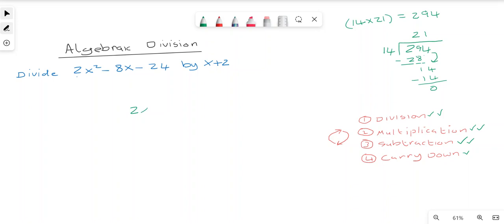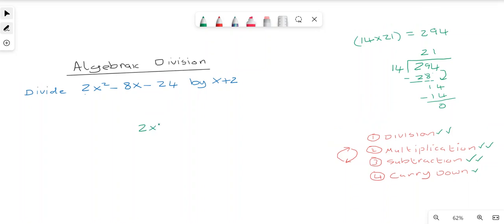So the 2x squared minus 8x minus 24. And what we do is we divide that by the smaller term. So we do it exactly the same way we've done the long division with the numbers over here. So we do x plus 2.